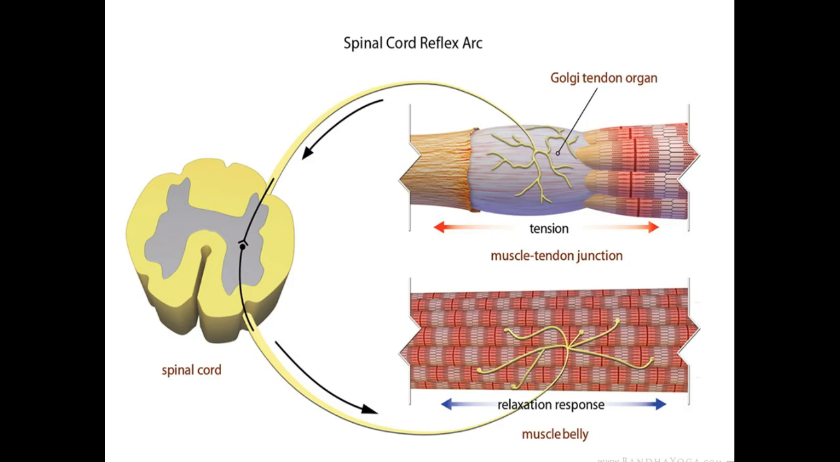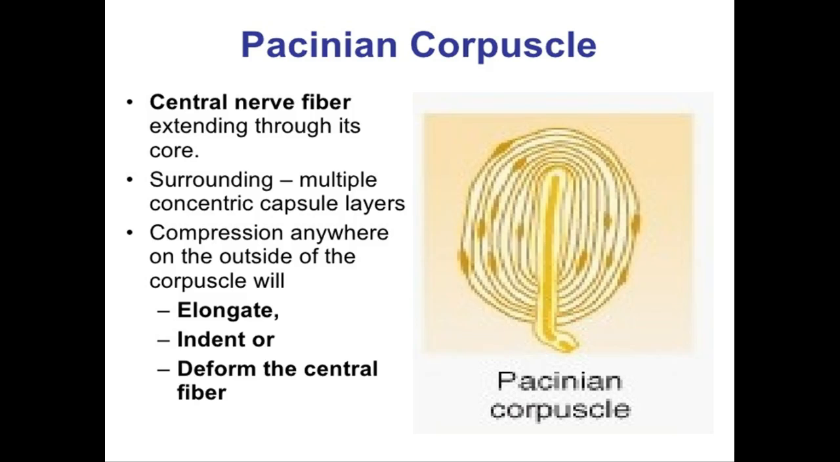So this is the spinal cord reflex arc. Here you can see feedback from the Golgi tendon organ going into the spinal cord, coming out the relaxation response of the muscle. Pacinian corpuscles have a central nerve fiber extending through the core, surrounded by multiple concentric capsule layers. So compression anywhere on the outside of the corpuscle will elongate, indent or deform the central fiber.